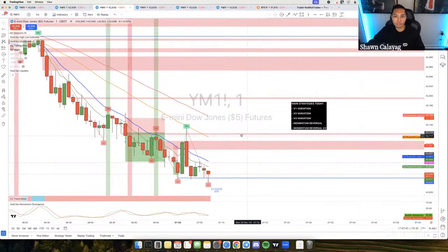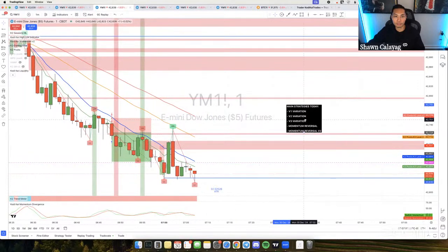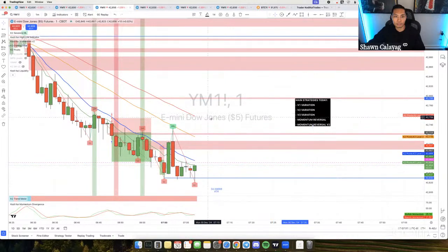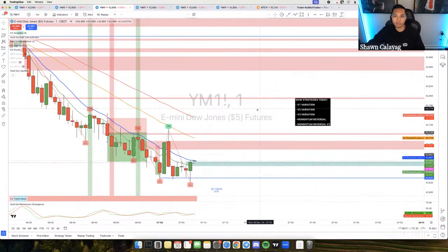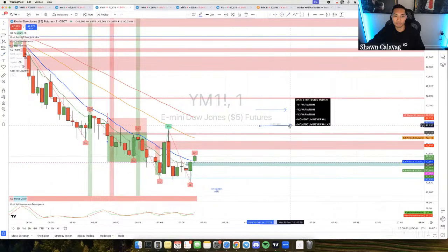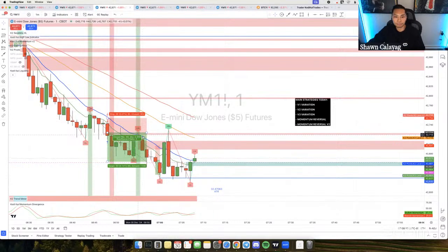So in order for me to take the next entry, there's a couple entries that still haven't come up yet. We've used this momentum for the momentum reversal, but we haven't used it for any of the V1 variations or the momentum reversal V2. So technically, if you want to use this momentum for another entry, you can. I just don't see anything coming up here.